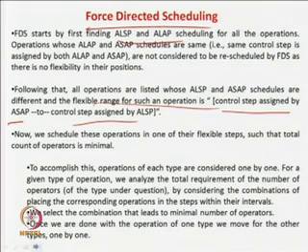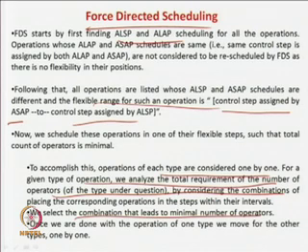So to do this, operations of each type are considered one by one. For each given type of operation, the total requirements of the operations under question have to be minimized. We select the combination that leads to the minimum number of operations, and then when we are done with one type of operation, we go for another.